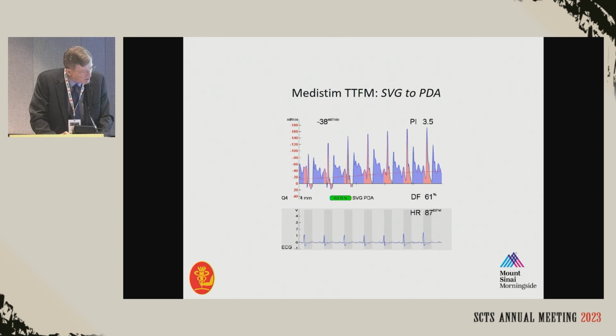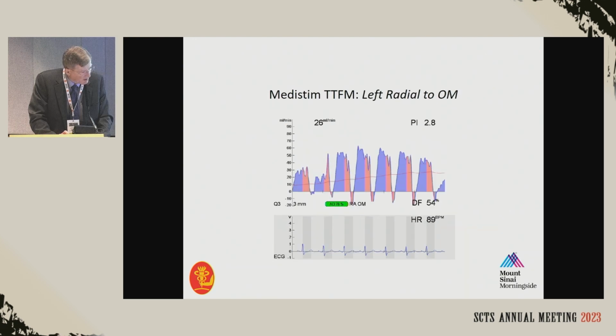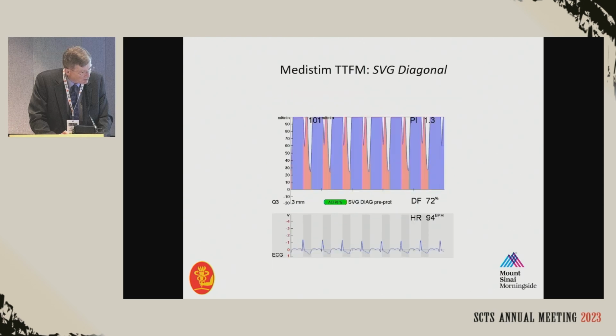So the Medistim transit time flow for the vein to the PDA was great, 38 cc's per minute. Pulsatility index is less than 5 on the right. Radial artery to the OM, 26, PI is 2.8. We're going to take that. The diagonal vein graft is colossal, 101 cc's with a PI of 1.3. Sort of raises eyebrows. It was a big diagonal, but gee whiz, that seems like a lot.